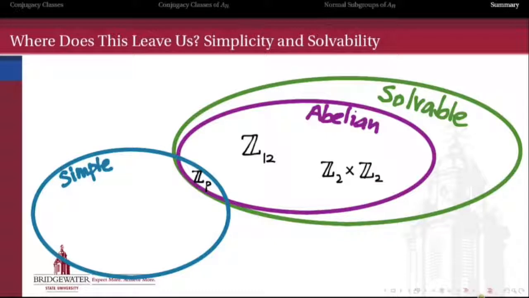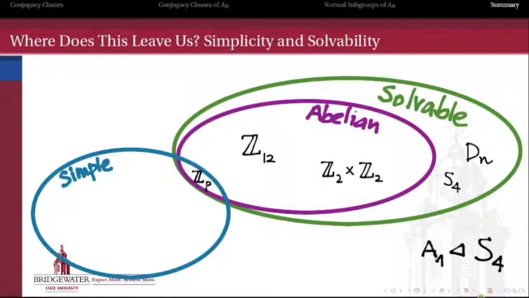Meanwhile, there are examples of abelian groups that are not simple, like cyclic groups of composite order, like Z mod 12, or direct products of cyclic groups, like the Klein 4 group, Z2 cross Z2. They're definitely abelian, and therefore solvable, but they're not simple groups, because they have non-trivial normal subgroups. Meanwhile, there are examples, as I mentioned, of solvable groups that are not abelian, like any dihedral group Dn, if n is greater than or equal to 3. Also, S4, the symmetric group on 4 symbols, is a solvable group.